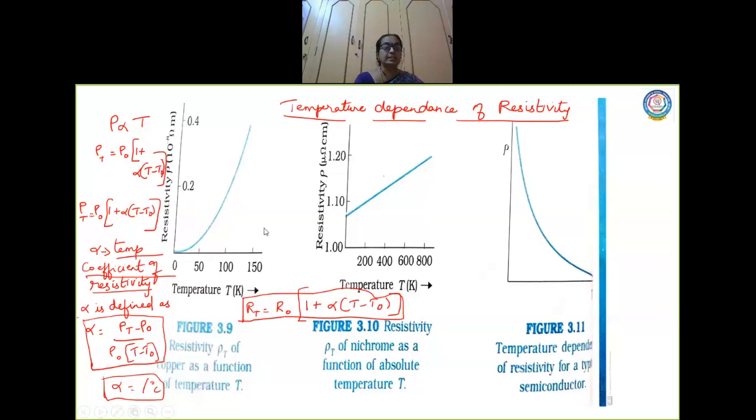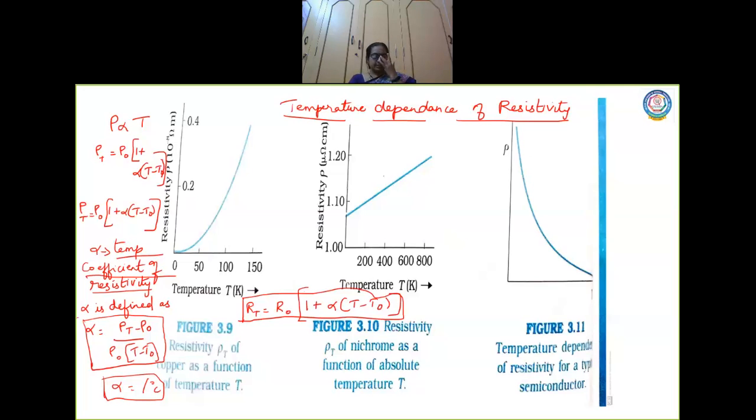Now this is in terms of resistivity, this is in terms of resistance. Because we know that resistance is directly proportional to resistivity, I can have this formula also. Are you able to understand? Yes or no? Okay.